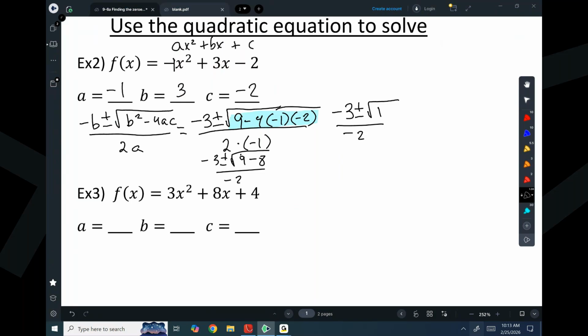Is this hard? Is it annoying? Yes, it's a whole bunch of just crunching of math, yeah? Then what we're going to do, well, what is the square root of 1? 1. So this is really just saying negative 3 plus or minus 1 over negative 2.